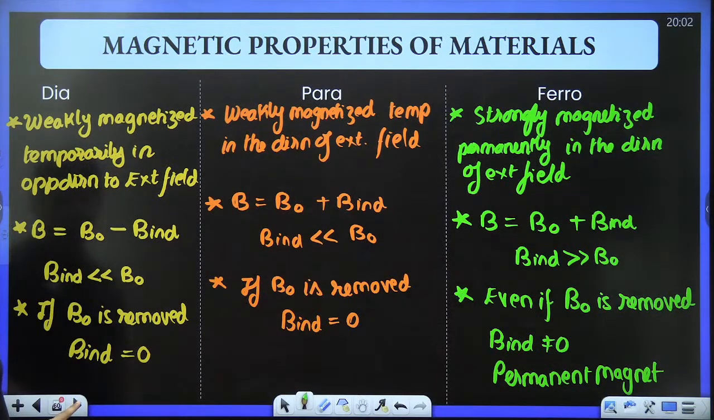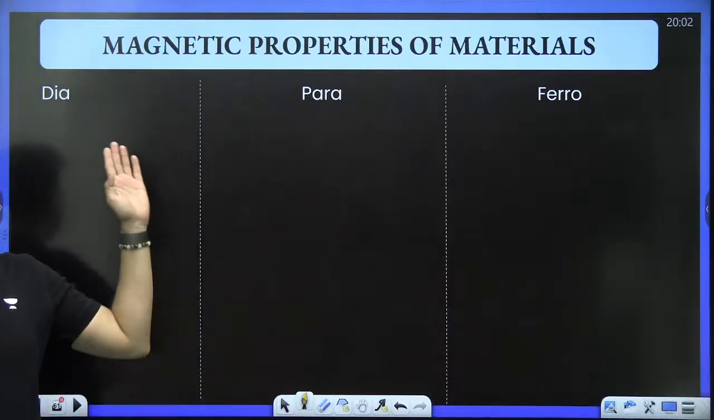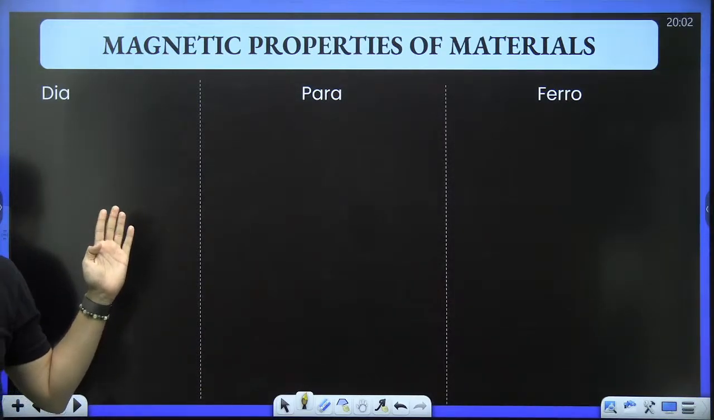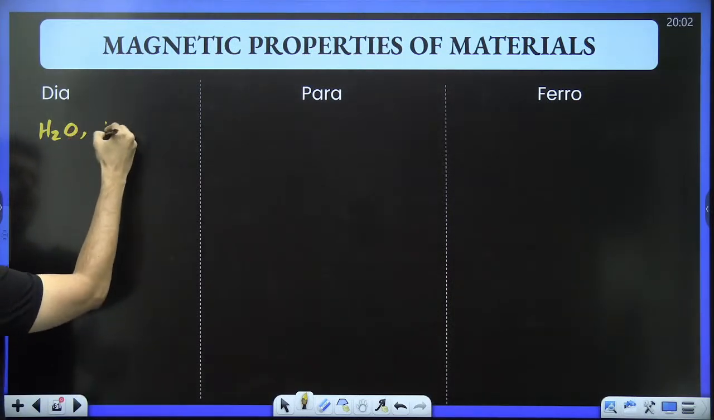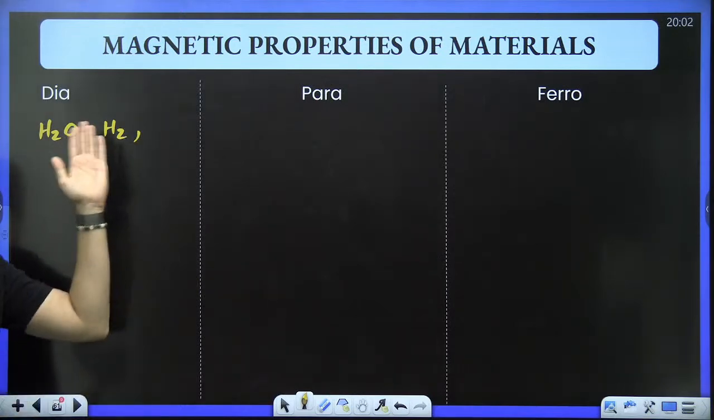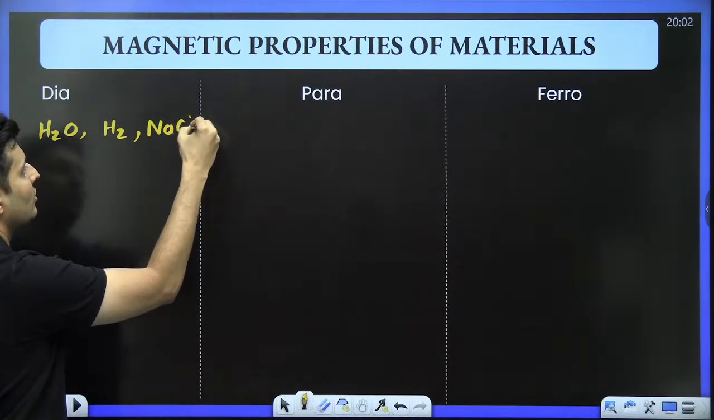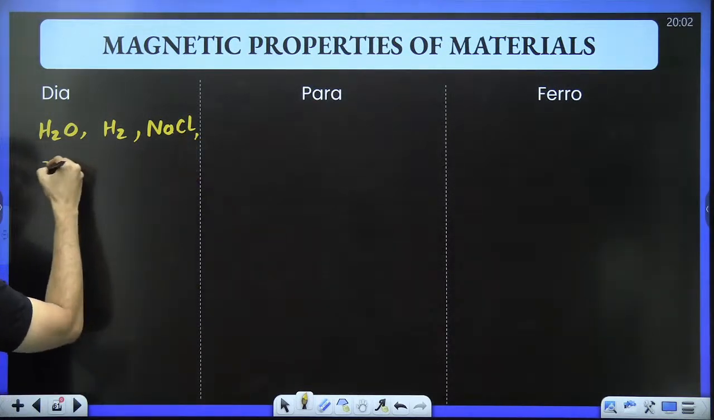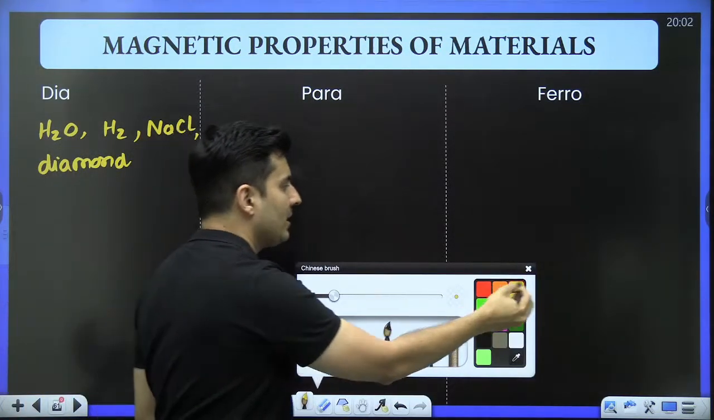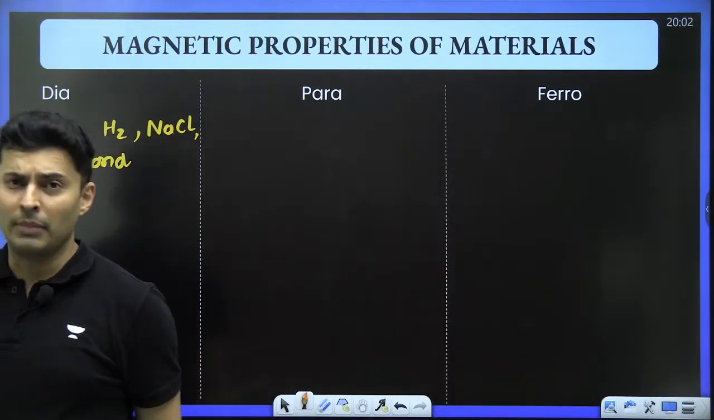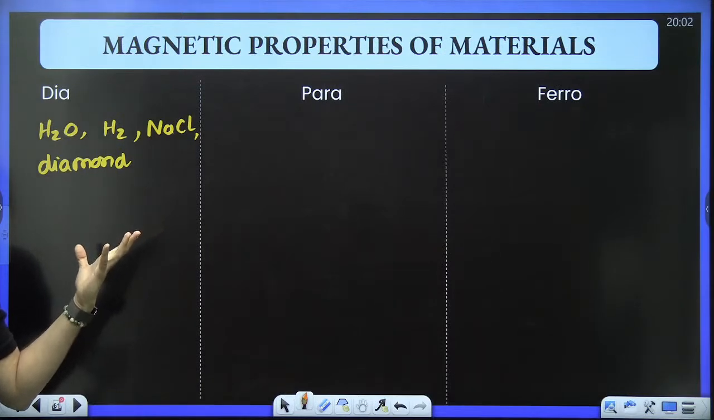Next thing is examples of each kind of material. Which is the example of a diamagnetic material? Like you have water. Water is a diamagnetic material. Even H2, right? Hydrogen gas is a diamagnetic material. Your common salt, NaCl, that is also a diamagnetic material. Even diamond is a diamagnetic material. All these are basically examples of your diamagnetic material. Keep these in mind. Sometimes they might give you in maths the following, or just as a theory question.